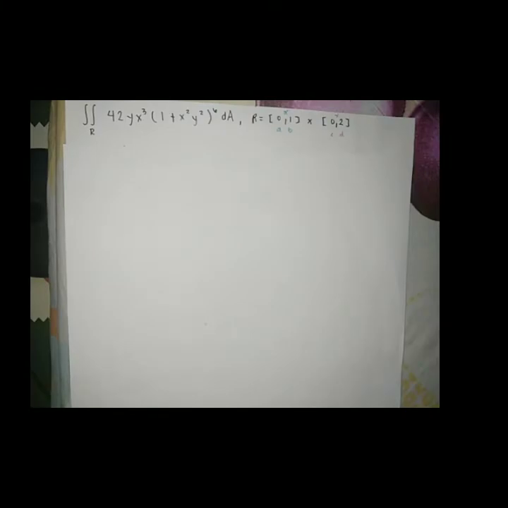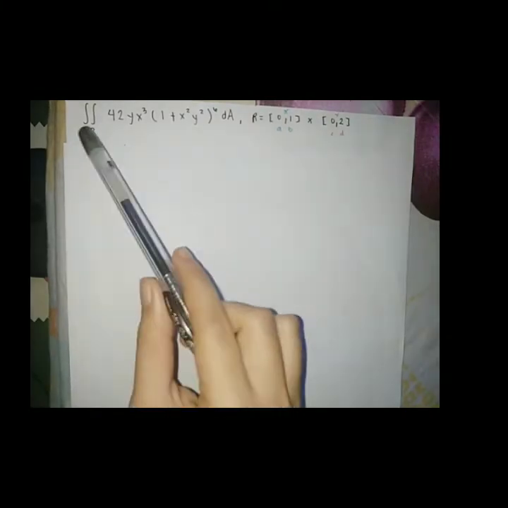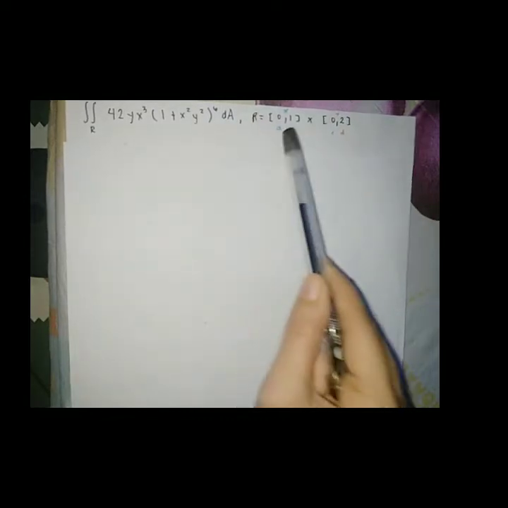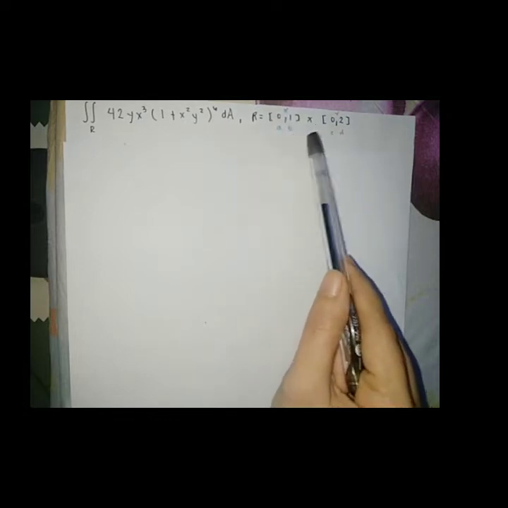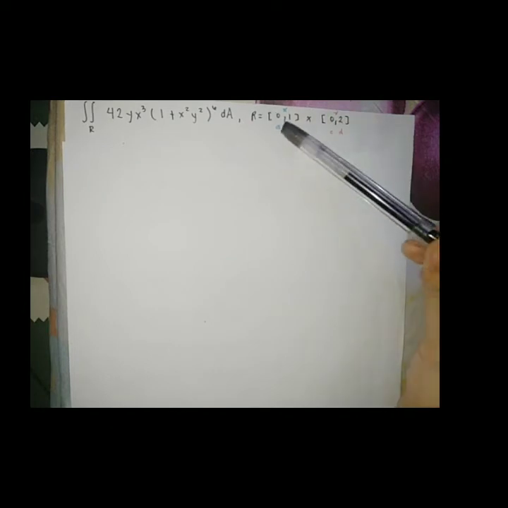So this is my double integral problem. The double integral of 42yx cubed quantity 1 plus x squared y squared raised to 6 dA, where R is equal to 0 to 1 times 0 to 2, wherein my x here is the a and b. It is from 0 to 1, and my y here is from the c to d, wherein from 0 to 2. So I let it with respect to y first as my inner.